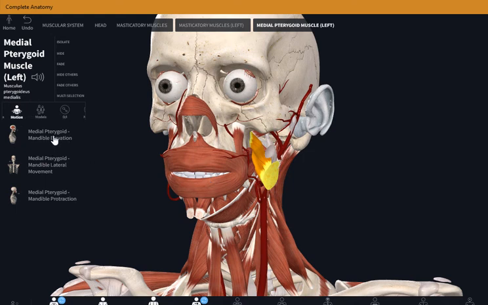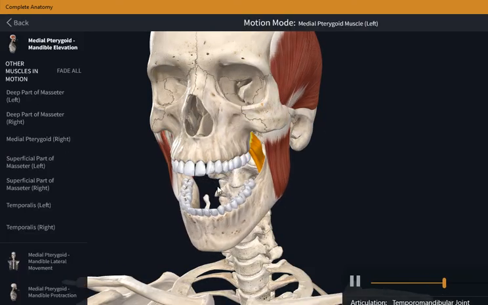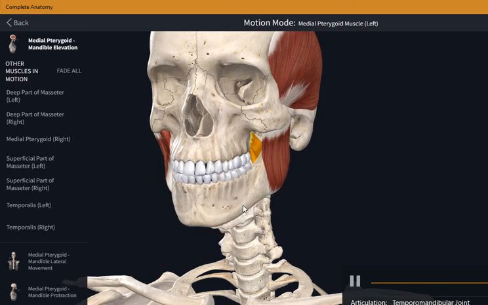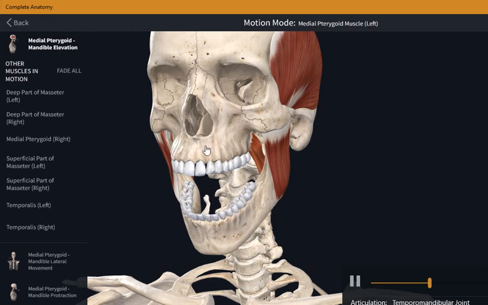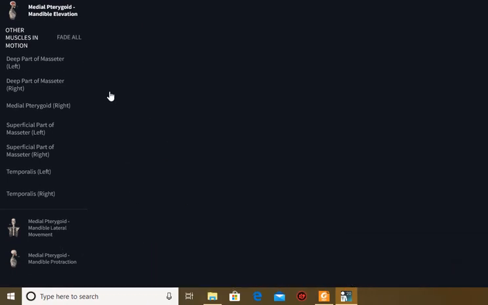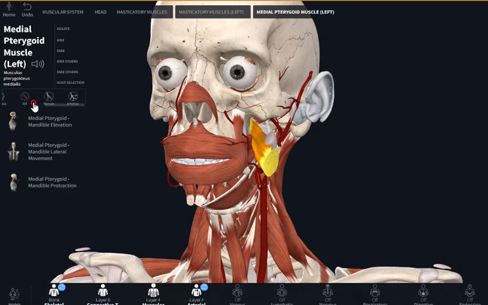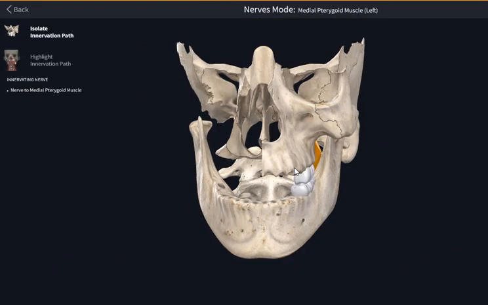So the motion of the medial pterygoid muscle, we have this. This is the action of the medial pterygoid muscle performed here. Now we can pass to the next portion. After visualizing the action of the medial pterygoid muscle, we can go to the next part, which is the nervous and arterial supply to the medial pterygoid muscle. Now we can isolate the nerve supply.